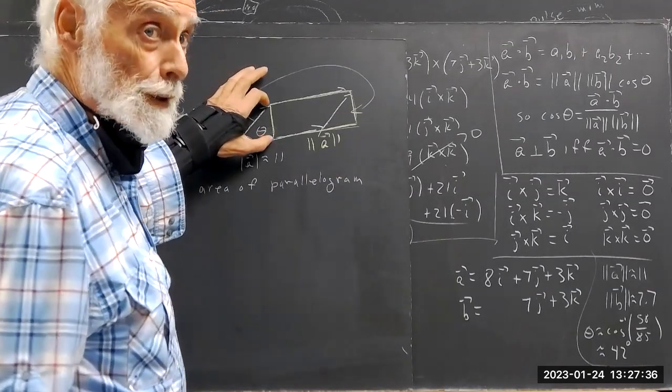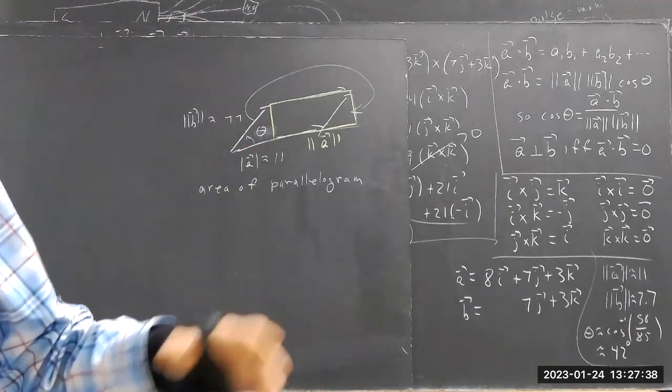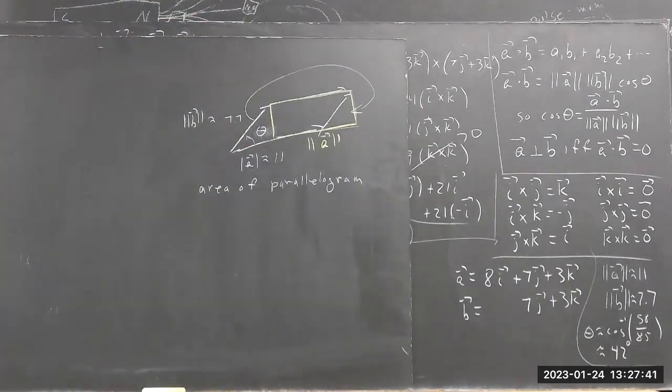Tell me how long this is, write it out. Not in terms of vectors or anything, just in terms of magnitude of B. Or if the magnitude of B is 7.7, you can even write 7.7.